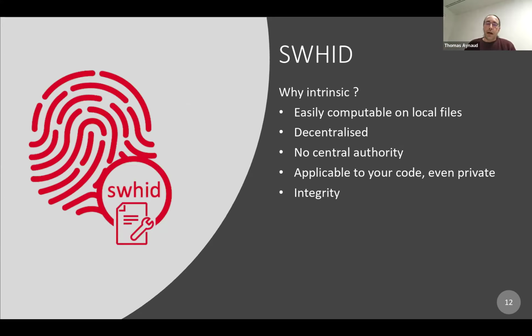So why are SWHIDs intrinsic? Because it's more easily computable on local files. It's decentralized. You can compute this at scale. You can compute it on 26 billion files if you are crazy like us, but you can compute that on your own code if you want, or even private code. There is no central authority. No one is selling you SWHIDs. You can already compute some SWHIDs from your own code if you want.